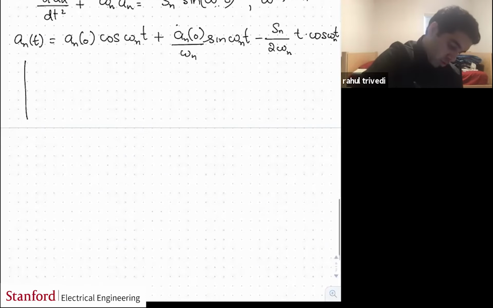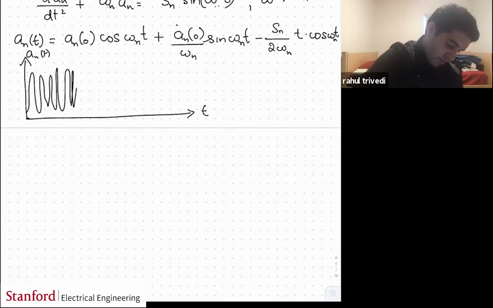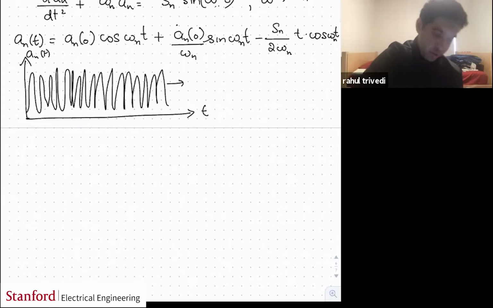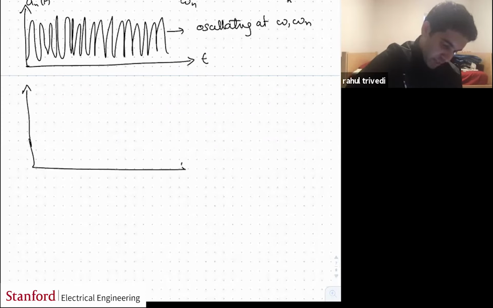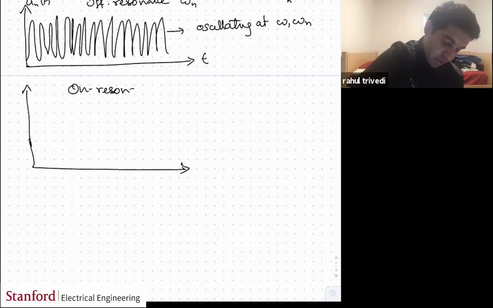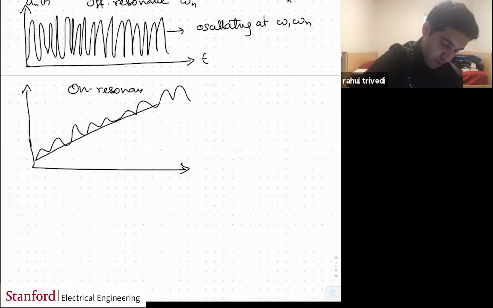So if we were to draw a simple picture here, let's say for A_n of t, off resonance, you would have a bunch of resonant frequencies that are affecting your A_n of t. It's going to oscillate back and forth, oscillating at omega and omega n, right? But when you're on resonance, then this goes on increasing with time. So there are some oscillations, but you have an increase.